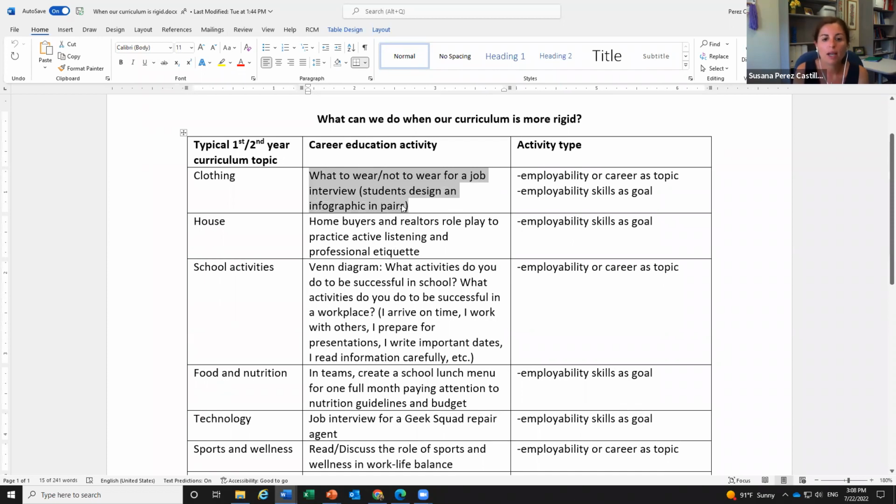So for example, talking about what to wear and not to wear for a job interview. And then students need to design an infographic in pairs or in small groups, depending on your time and resources. And that could be the task. But you're addressing employability skills, creating an infographic, and then the topic, what is professional, what is not. House, for example, that topic. An activity could be a role play where you have home buyers and realtors, and they need to practice active listening and professional etiquette during that role play. And those are professional activities.